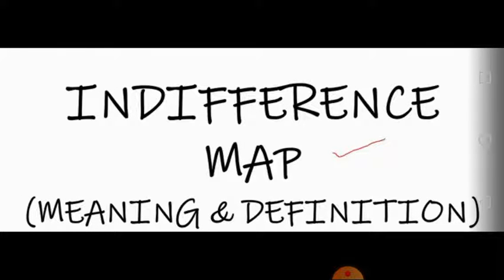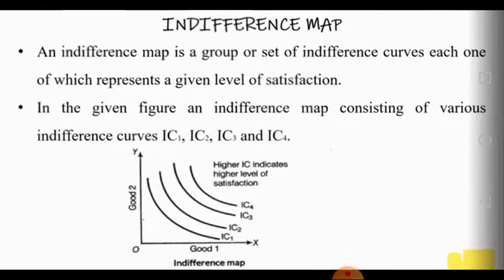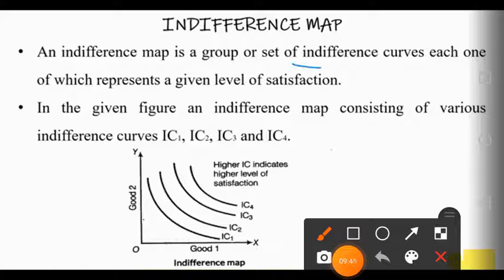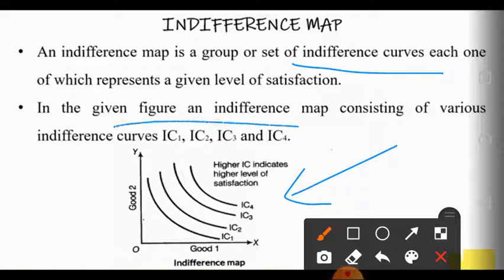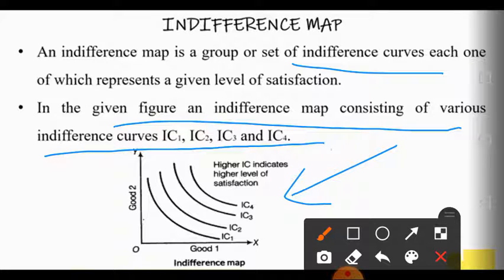The next topic is the indifference map, its meaning and definition. So what is a map? An indifference map is a group or set of indifference curves, each one of which represents a given level of satisfaction. So you can say when there is more than one indifference curve represented in a single diagram, it is called an indifference map. In the given figure, an indifference map consists of various indifference curves IC1, IC2, IC3 and IC4.